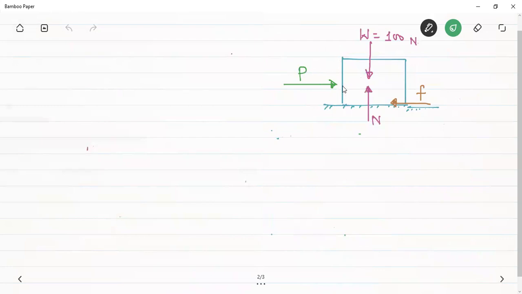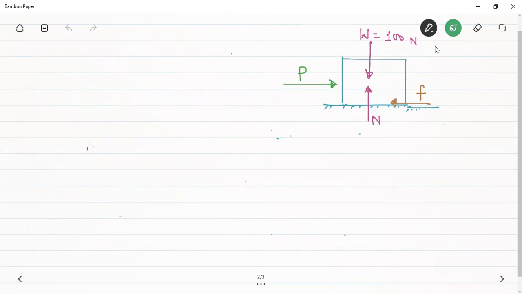Let me take an example of this block here. Let me suppose that the block is of weight W equal to 100 Newton. If I draw the free body diagram of this block, P is the applied force here. This is the normal direction and this is the weight of the block. Now this P will either move the block in the positive x direction or there will be a tendency of the block to move in the positive x direction. In both cases, it will be resisted by a friction force in the opposite direction, that is in the negative x direction.